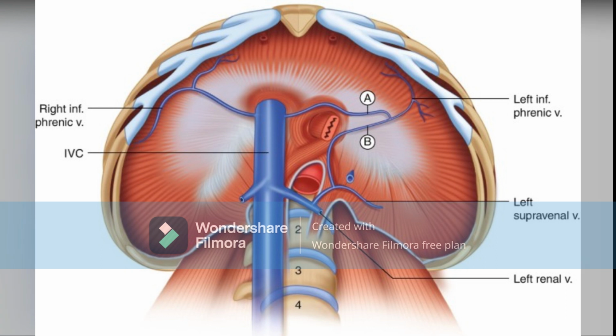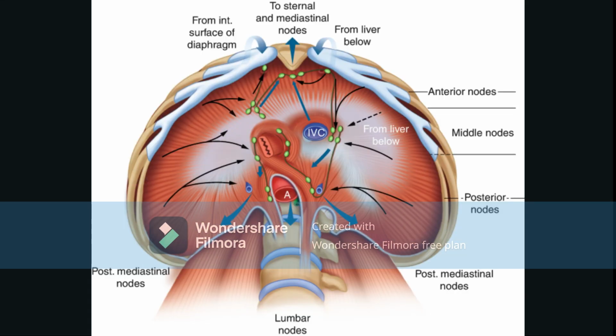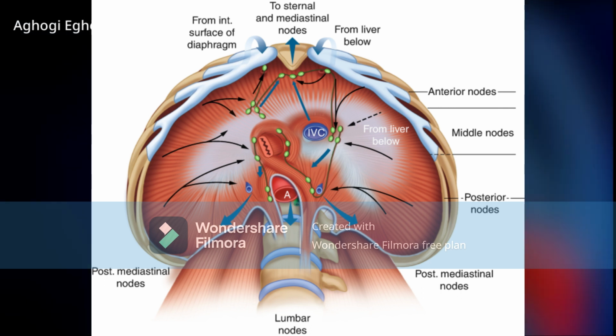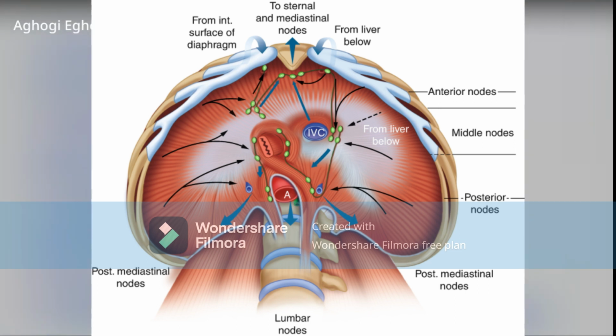So the next thing on the list is the lymphatic drainage of the diaphragm. So the thoracic surface is drained by your parasternal nodes, your posterior mediastinal nodes, and your phrenic lymph nodes, while your abdominal surface is drained by your phrenic nodes, anterior diaphragmatic, and your superior lumbar nodes.